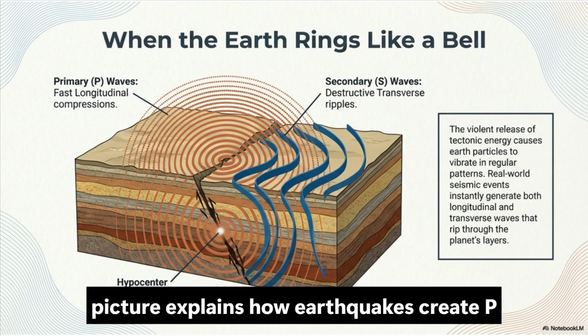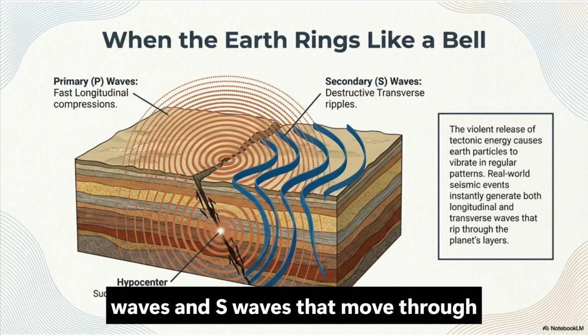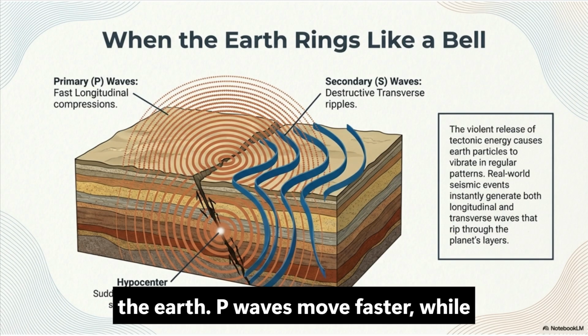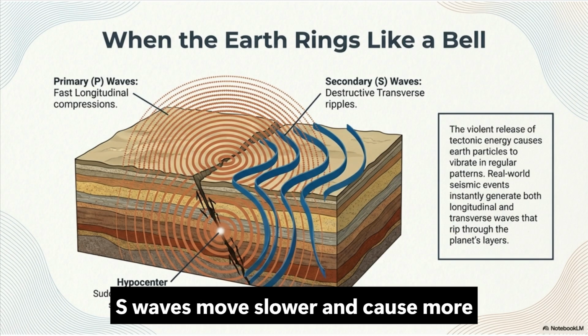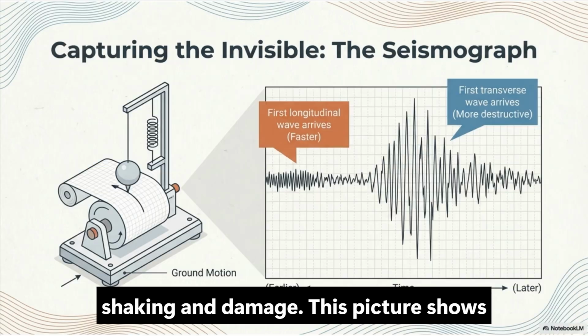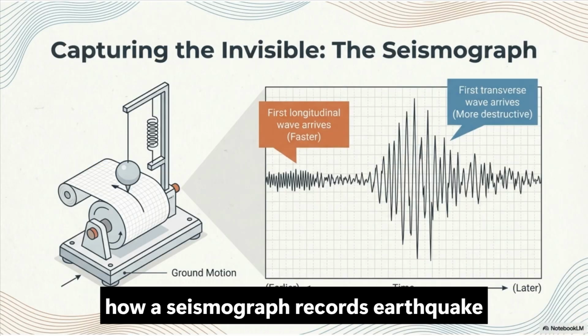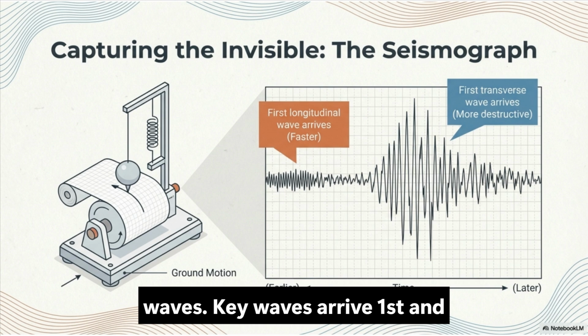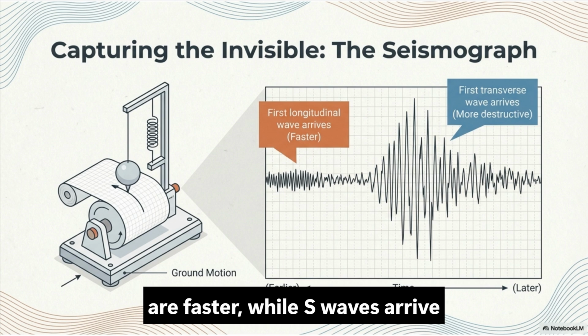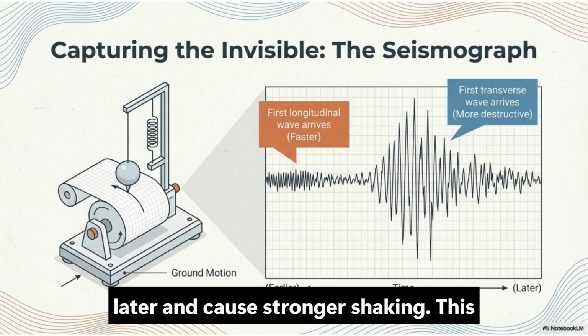This picture explains how earthquakes create P waves and S waves that move through the earth. P waves move faster, while S waves move slower and cause more shaking and damage. This picture shows how a seismograph records earthquake waves. P waves arrive first and are faster, while S waves arrive later and cause stronger shaking.